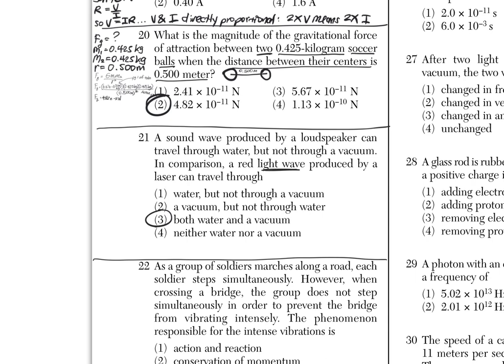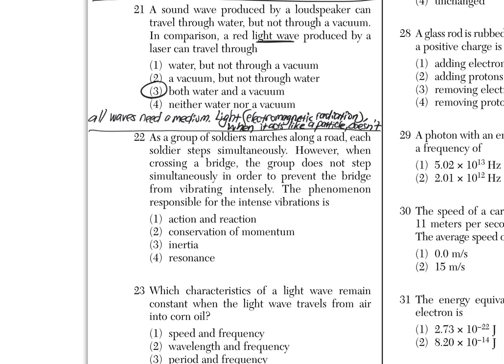The point of this question: all mechanical waves need a medium, but light, when it acts like a particle, does not. And light acts like a wave and a particle all the time. So light can travel through water, but it can also travel through a vacuum, whereas sound cannot travel through a vacuum. There's no sound in space. So 21 is 3. All right, 22.